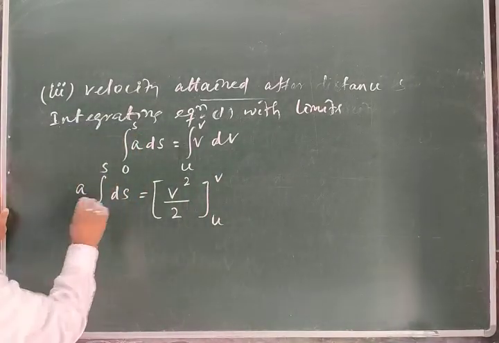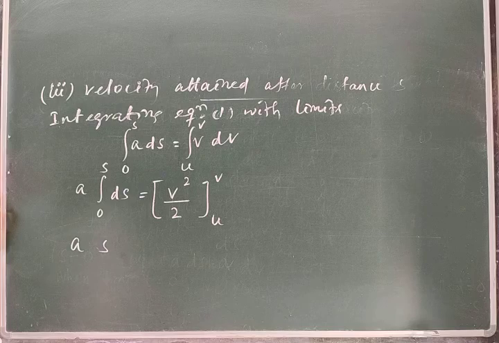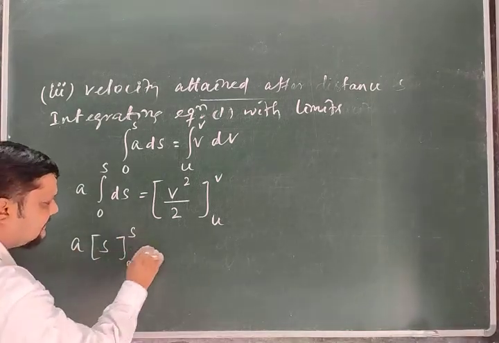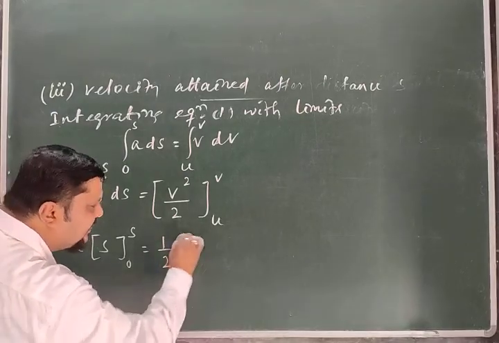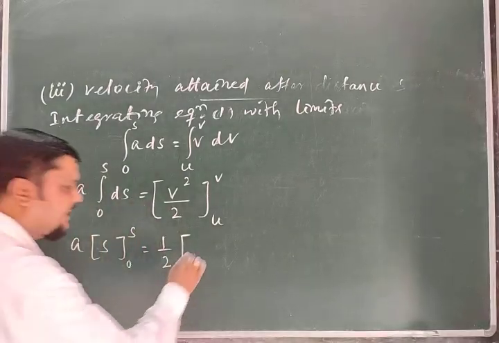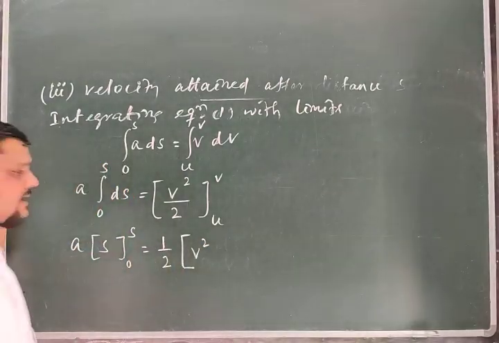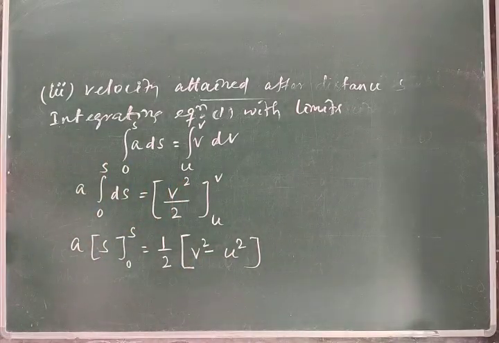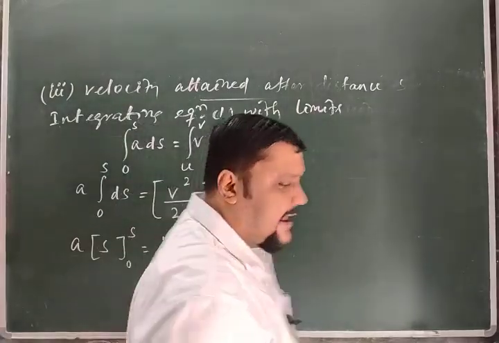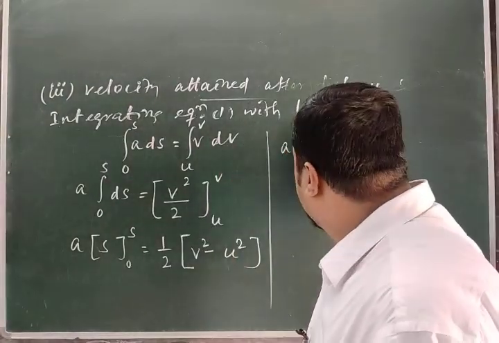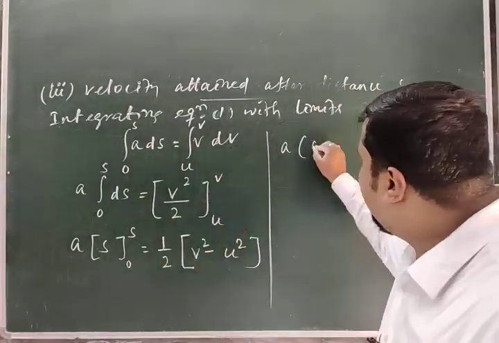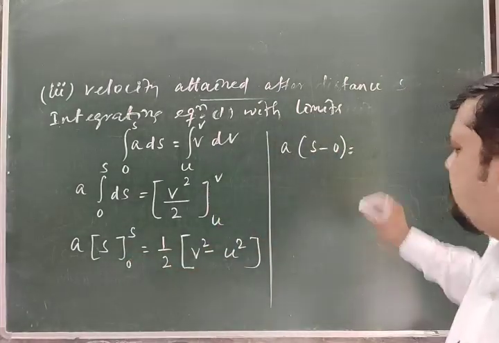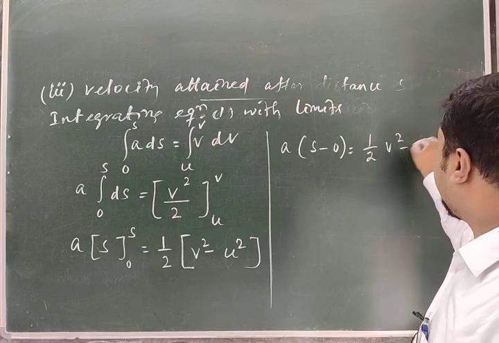Then ds is integrated with limits 0 to s. This is equal to half; put the upper limits, half outside. Upper limit in place of v square minus u square, v square minus u square. So now putting this one, a of upper limit is s minus lower limit is 0. So this is 0 is equal to half v square minus u square.